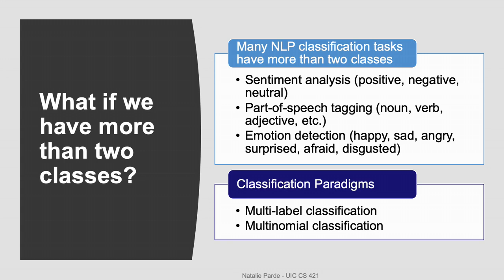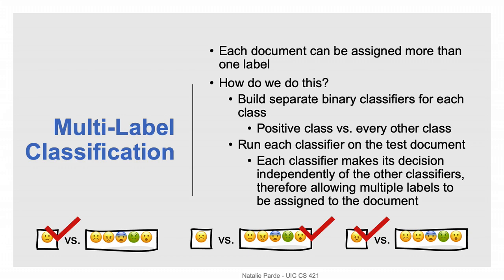When you're dealing with more than two classes, there are two different classification paradigms that can come into play. There's multi-label classification and multinomial classification. Multi-label classification just allows you to assign more than one label to each instance. Typically, it's done by creating separate binary classifiers for each class and then running each of these binary classifiers on the given test instance. Rather than saying that the one with the highest confidence is the single class label, each classifier makes its decision independently. So you could have one label or you could have many more.